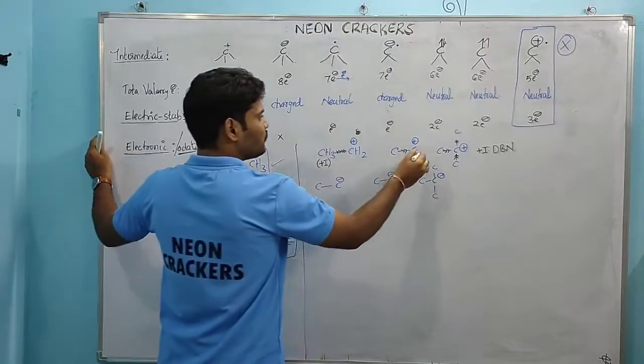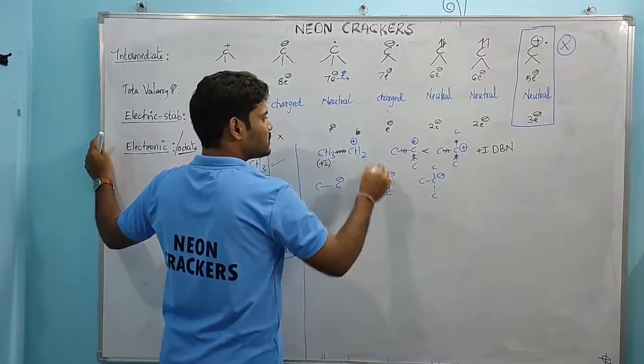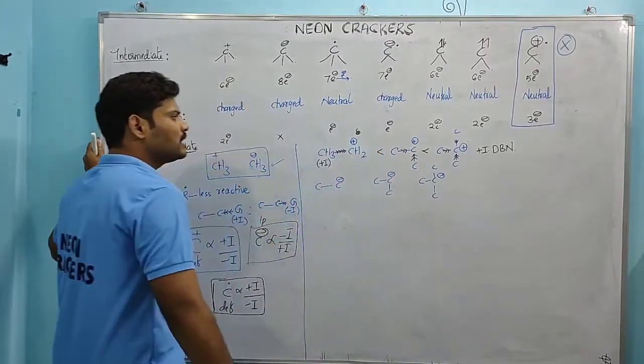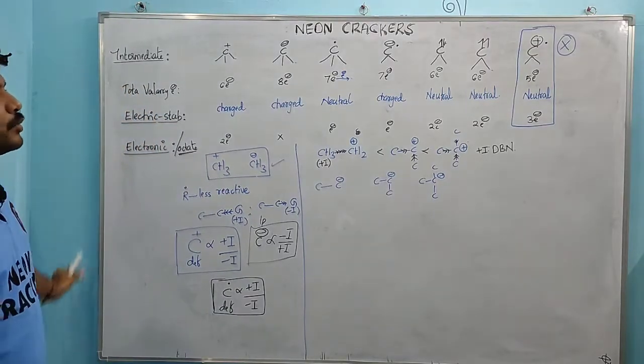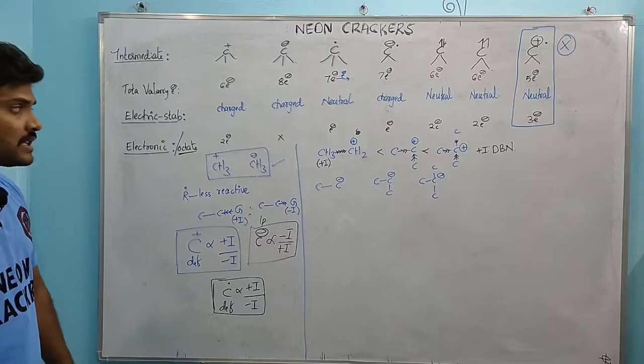So what is the order here? 3 degree carbocation is more stabilized than 2 degree, and 2 degree is more stabilized than 1 degree. So this is the stability of carbocation according to plus I.